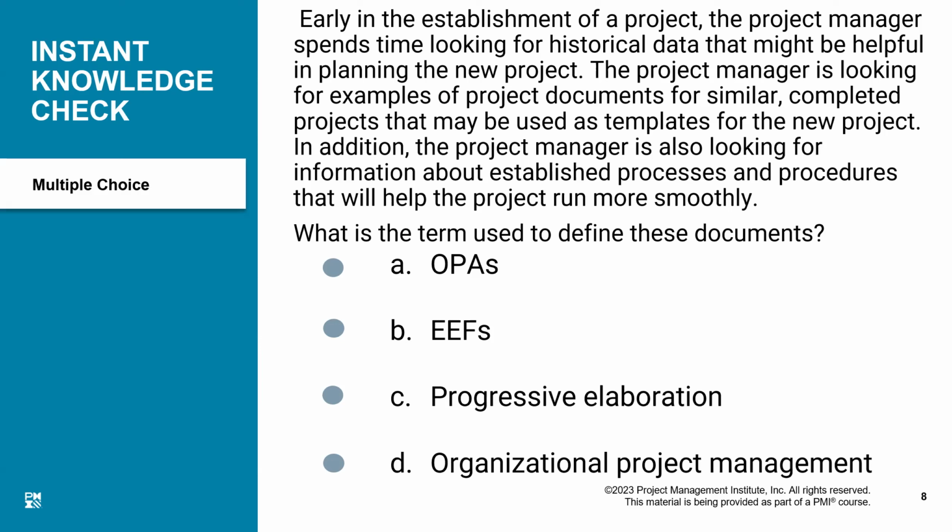Moreover, the policies, the procedures, the rules, the regulations, all those things are also part of OPAs. So all of these things which are mentioned here, processes, procedures, past data, templates, these all are called OPAs, and they are not enterprise environmental factors, because OPAs are essentially documents. Enterprise environmental factors are situations, environmental positioning. So they are not essentially documents. They are factors which are affecting the project or the organization internally or externally. Progressive elaboration, it is not. OPM, it is not. So basically, the answer is OPAs.